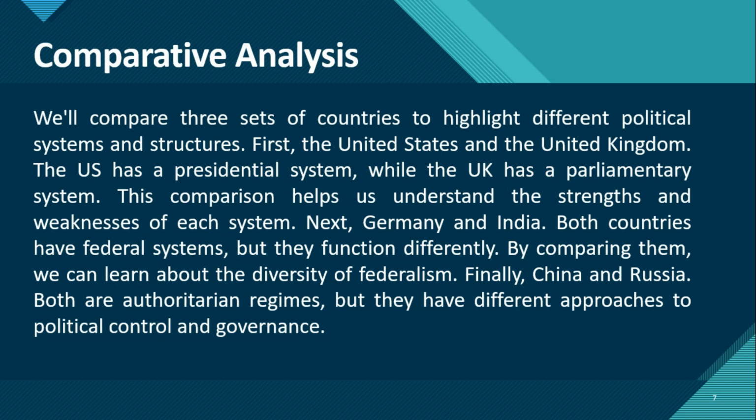Next, Germany and India. Both countries have federal systems, but they function differently. By comparing them, we can learn about the diversity of federalism. Finally, China and Russia. Both are authoritarian regimes, but they have different approaches to political control and governance.